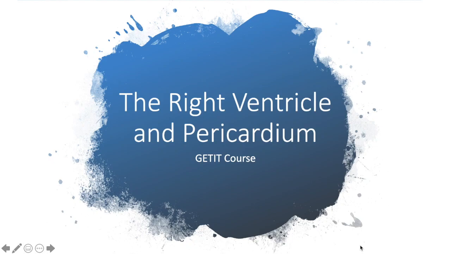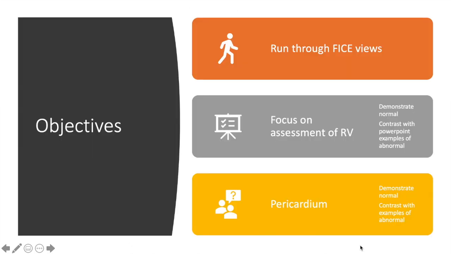Going to be talking about the right ventricle and the pericardium in regards to assessment using FICE. The objectives of this talk are to run through the FICE views, with particular focus on the right ventricle. We're going to focus on the assessment of the right ventricle, and I'm going to show you what normal looks like and give you some pathological states for you to compare it against. And the same goes for the pericardium.